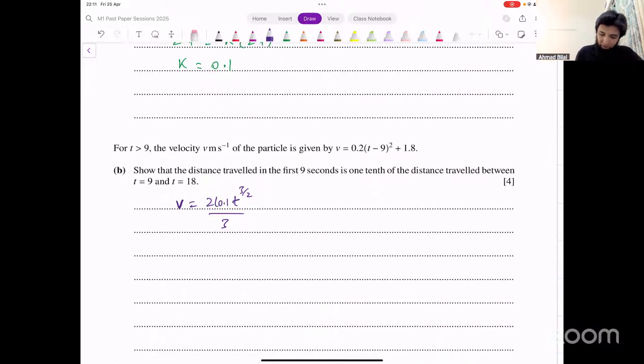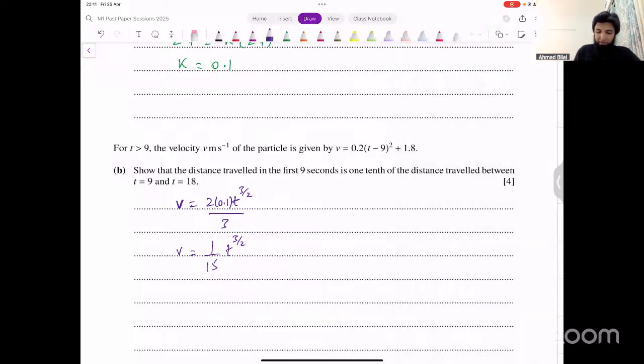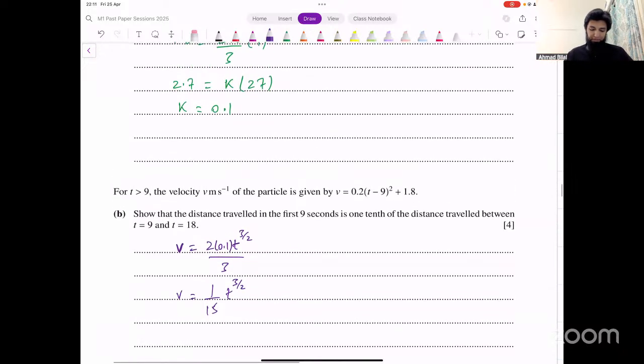2 into 0.1. So it becomes 0.2 over 3 or 1 over 15. 1 over 15 t raised to power 3 over 2. Just put this on a calculator. 0.2 divided by 3, that gives you 1 over 15. So we write integers instead of decimals here. 1 over 15 into t raised to power 3 over 2. That's the velocity function for the first 9 seconds.